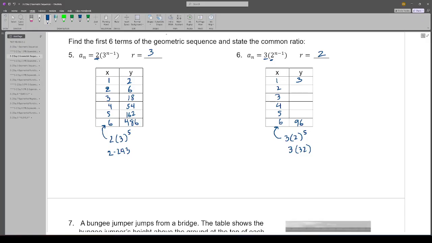Remember, these are reasonable numbers, but if the exponent gets bigger or you have a big common ratio, then we're going to need to use a calculator, but these are simple enough that we don't need one. So we have 3, we double that, we get 6, we double that, we get 12, 24, 48, and then yes, 96 would be the next term in the sequence.